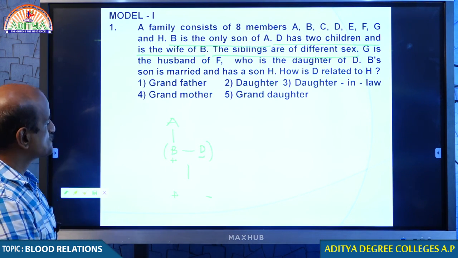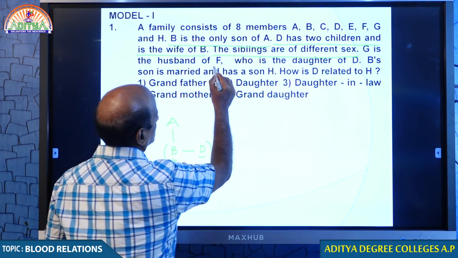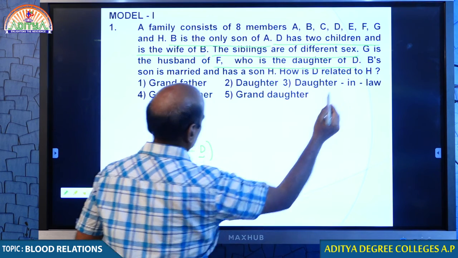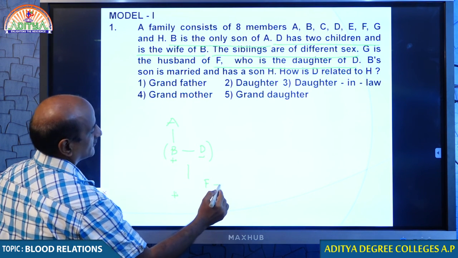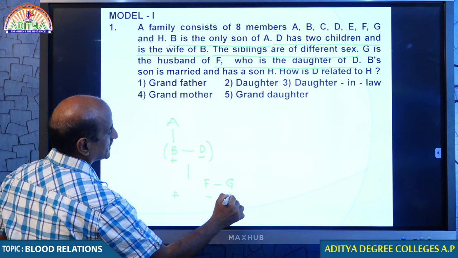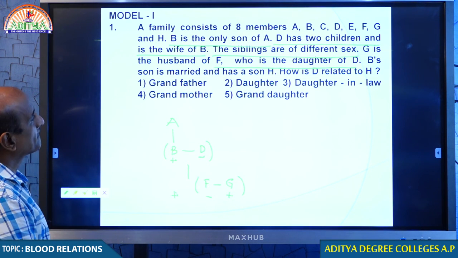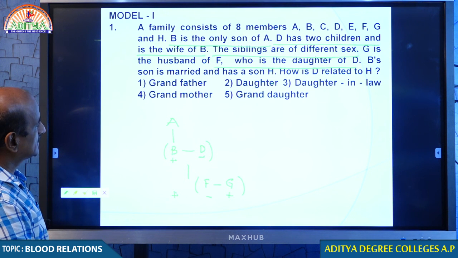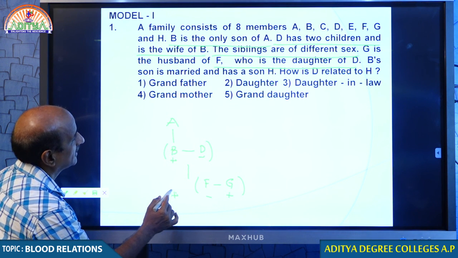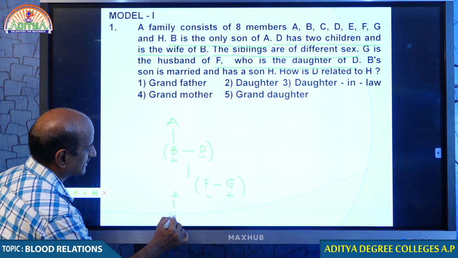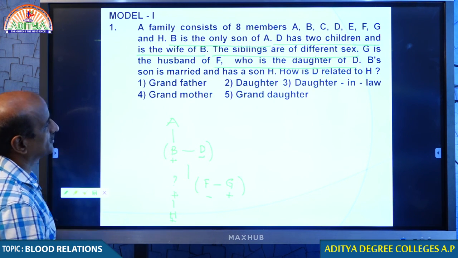Okay, then come again. G is the husband of F, who is daughter of D. F is daughter, and F got married to G. Okay, students? Then B's son is married. I don't know who is B's son, that is not given to you. He got married and has a son H.